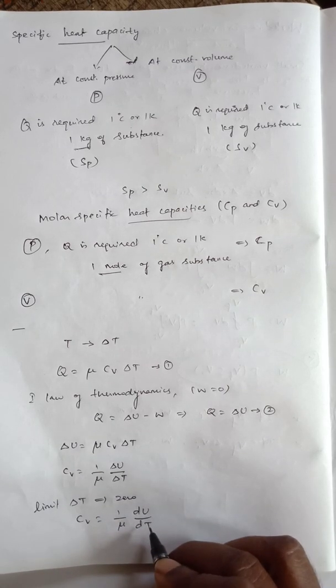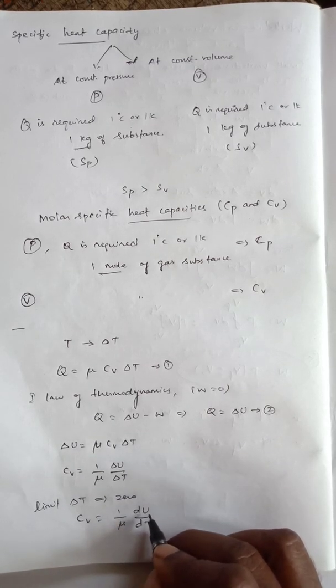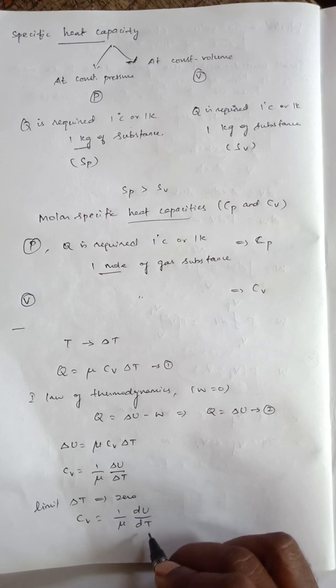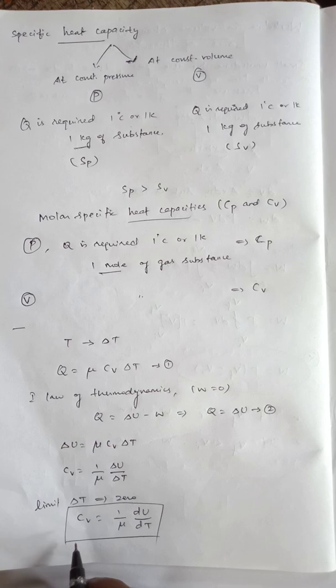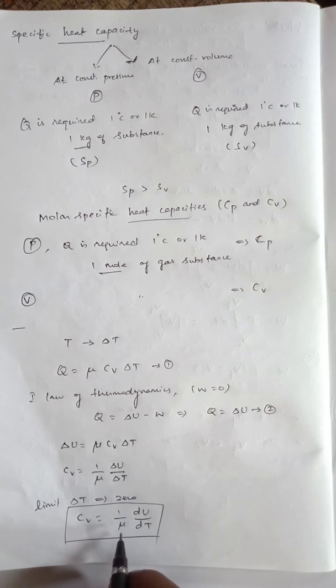dU by dT is called what? The change in internal energy with temperature. Clear? So this is the formula for what? Molar specific heat at constant volume. Since temperature and internal energy are state variables, mu, the moles of the gas, remains constant.